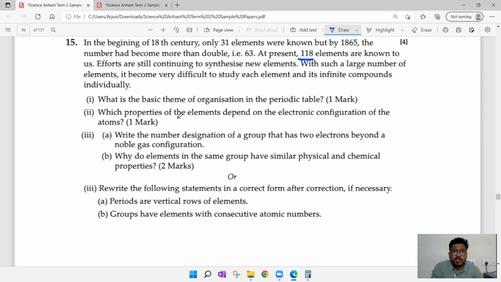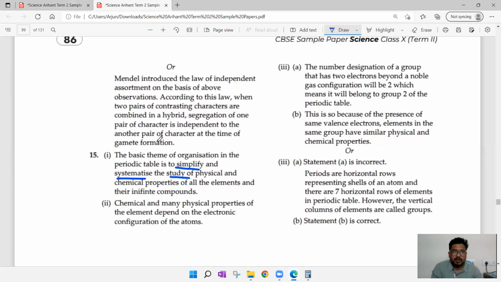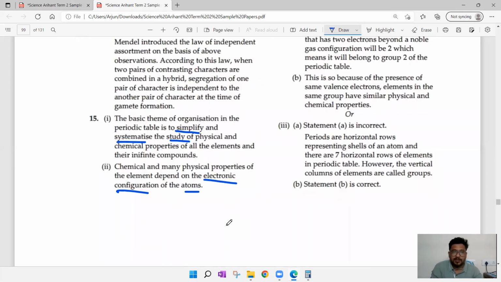Number 2, which property of an element depends on the electronic configuration of the atom? So which property? That is atomic number. So chemical and many physical properties of an element depend on the electronic configuration of the atom. If there is an electronic configuration, then automatically elements can be arranged according to valency, and that valency will give information about physical and chemical properties.